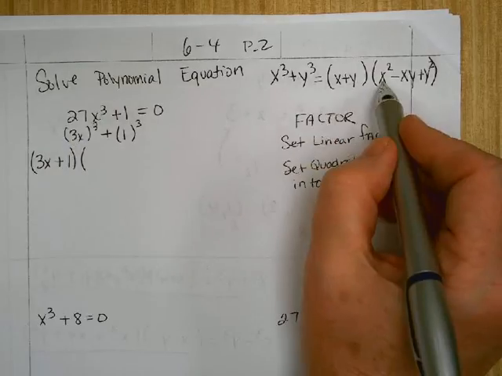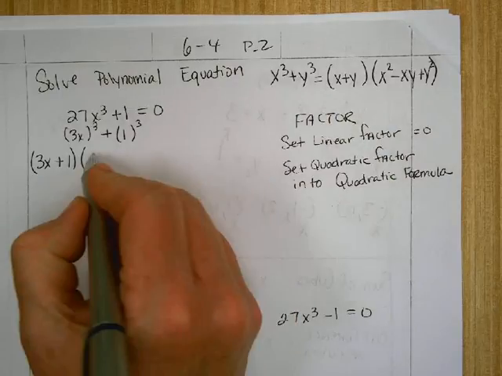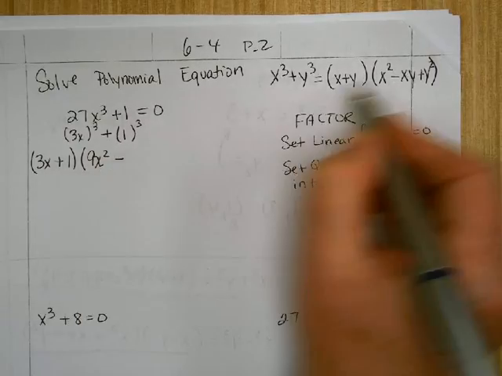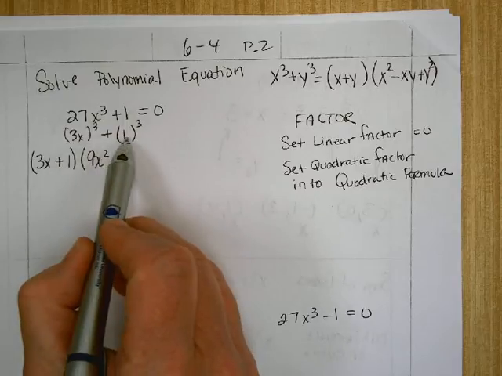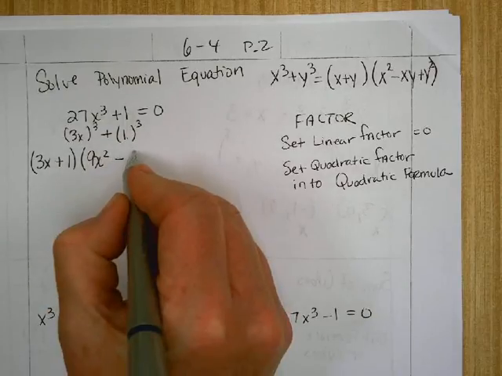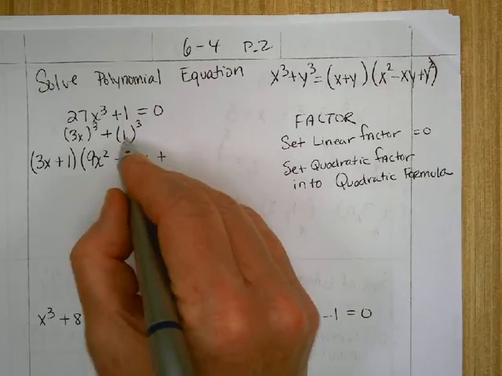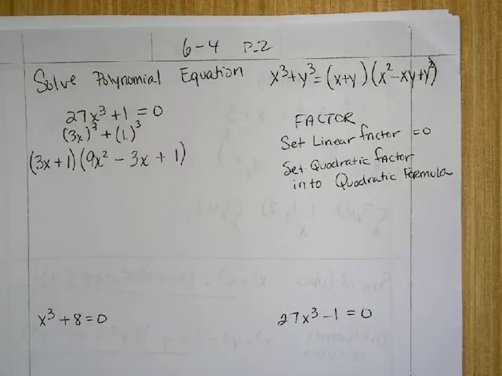What is 3x squared going to be? 9x squared minus x times y, so I take the x piece and the y piece and multiply them together. What's 3x times 1? 3x, plus y squared. So 1 squared is 1. So you've used the sum of cubes formula, you factored it down.